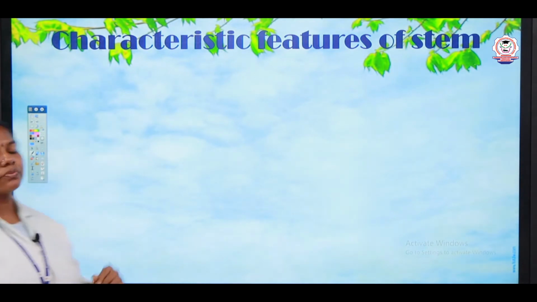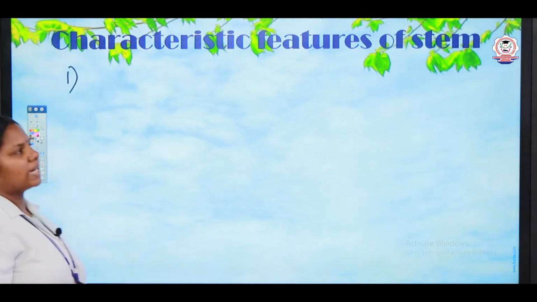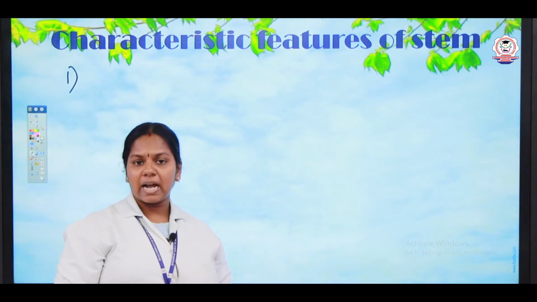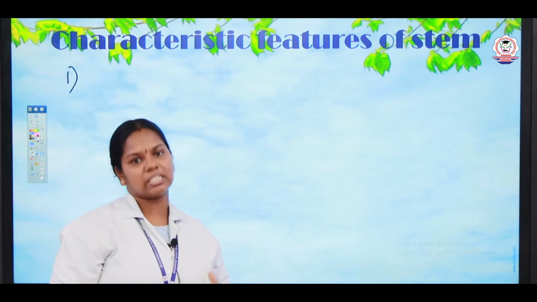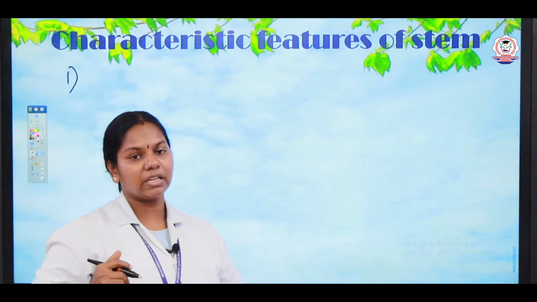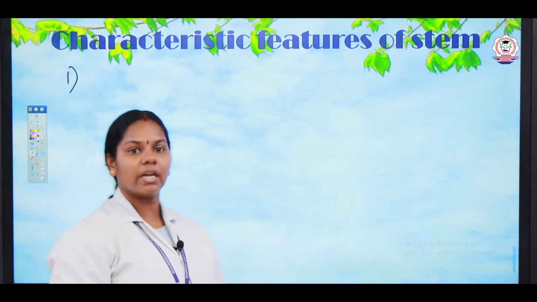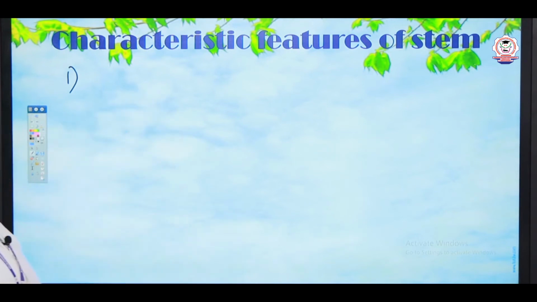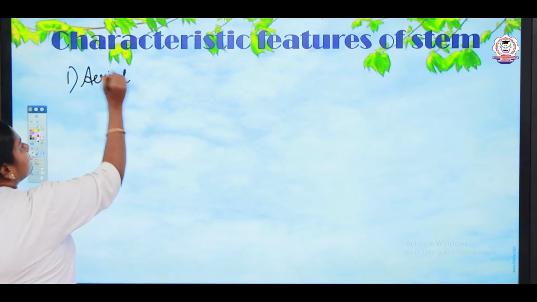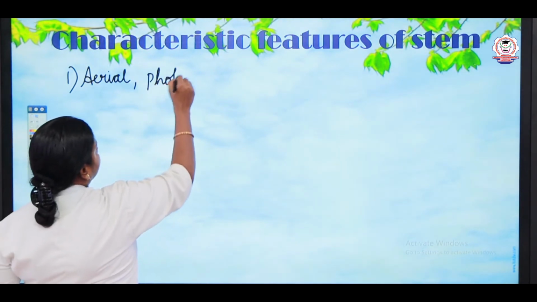Now, we shall discuss some of the characteristic features of the stem. The first one is that the stem is the aerial part of the plant and it arises from the meristems, right. From the apical meristems, the plant reaches its height. Through the repeated divisions of the apical meristem, the stem height keeps increasing. So, the first important characteristic feature of the stem is that it is aerial. What do you mean by aerial? They grow above the ground, right, and they are photosynthetic.